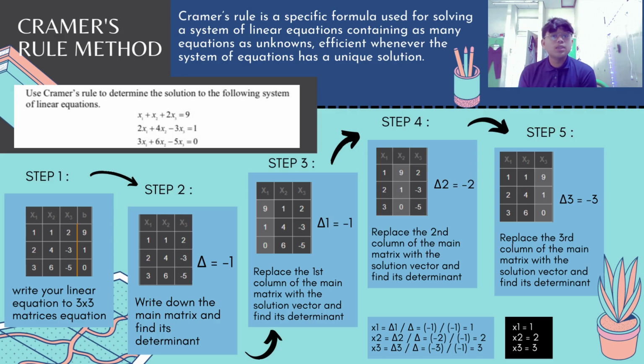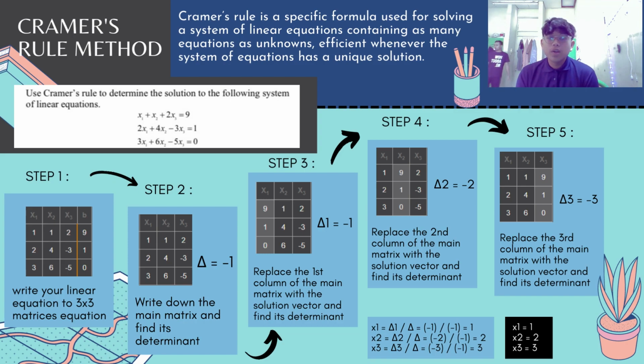Next, we go to the Cramer's rule method. Cramer's rule is a specific formula used for solving a system of linear equations containing as many equations as unknowns, efficient whenever the system of equations has a unique solution. Let's look at this example. Use Cramer's rule to determine the solution to the following system of linear equations.